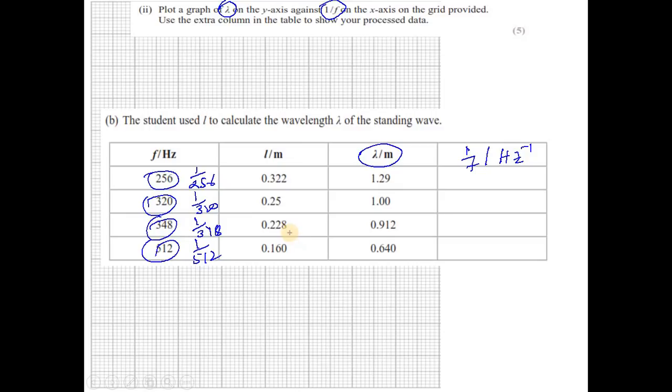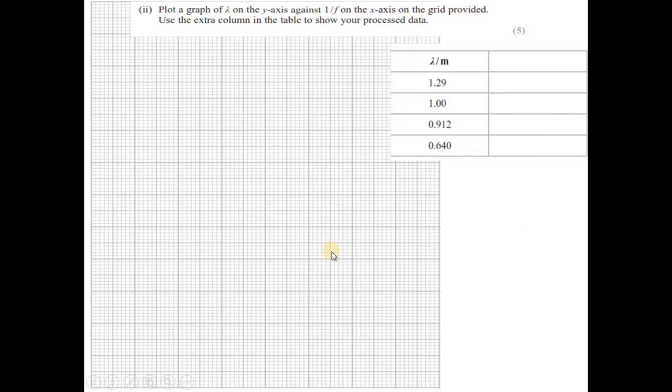If you do that, you have these 2 columns here, and we can process our data and plot the graph. So how do we do that? This is the column that I took here. This is lambda, and this one is 1 upon f in hertz inverse. If you do whatever I showed over there, you can have 3.9 times 10 to the power minus 3, 3.1 times 10 to the power minus 3. So these are the values of 1 upon f.